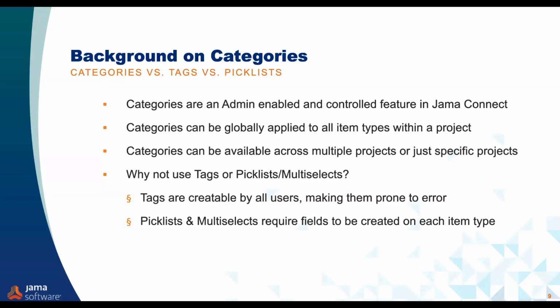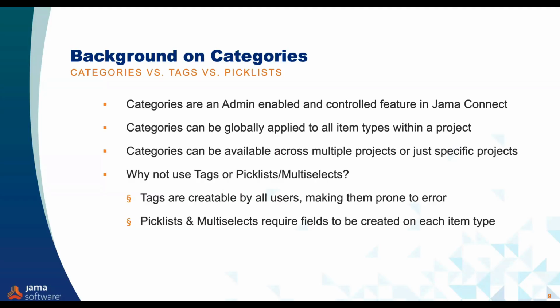That means that you don't have to go and assign them to each of your item types. They're going to connect to folders. They're going to connect to texts. They're going to connect with your specific requirement types, whatever it might be. And so that's an advantage that categories have. Also, categories can be available across multiple projects or just one specific project, which helps if you have kind of a multi-layered approach to your Jama Connect development of requirements.